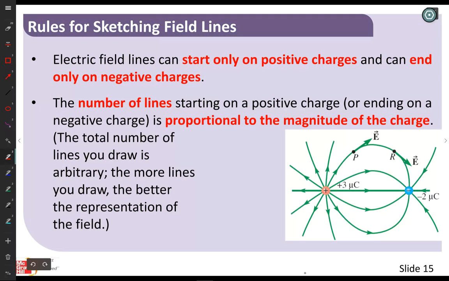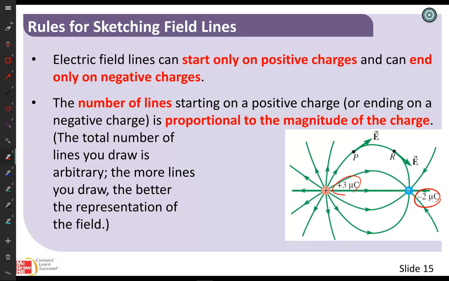Here's an example where there are different charges. So this one has -2 microcoulombs. This one has +3. So let's count the number of lines going in and out. So the -2, they're coming into a negative. And we have 1, 2, 3, 4, 5, 6, 7, 8. So we have 8 coming in. So that means we have 4 lines for every microcoulomb in that picture.